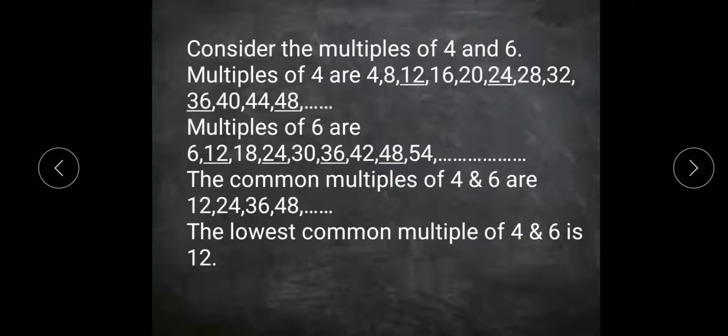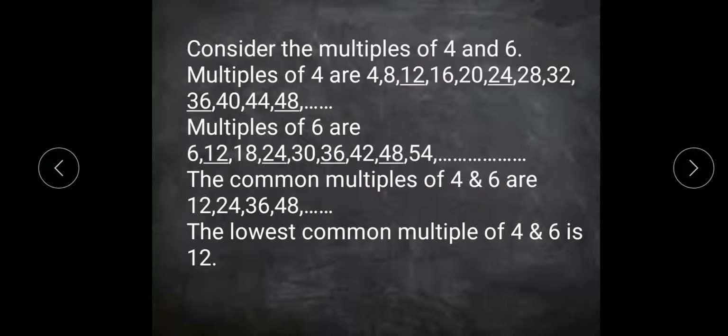Let us find out the multiples of 4 and 6. The multiples of 4 are 4, 8, 12, 16, 20, 24, 28, 32, 36, 40, 44 and so on. And the multiples of 6 are 6, 12, 18, 24, 30, 36 and so on. These multiples are obtained by multiplying the given number by natural numbers.